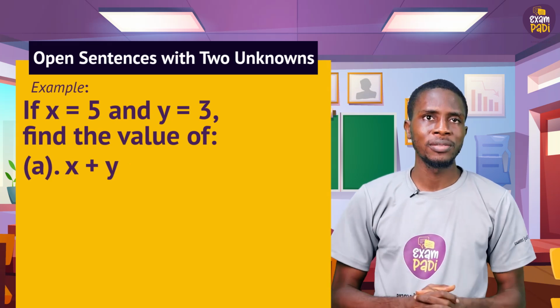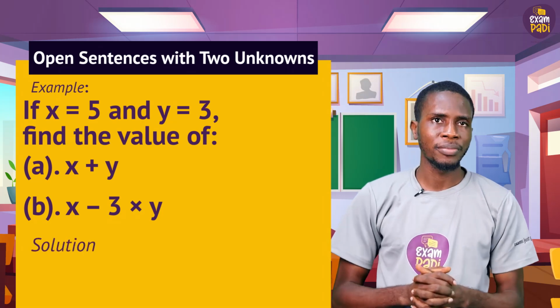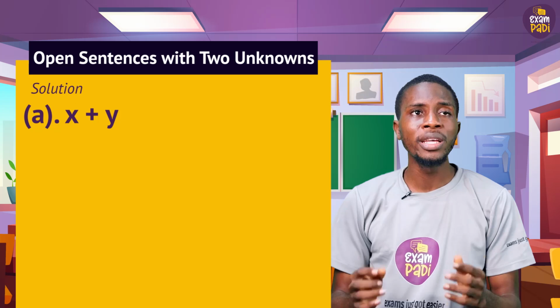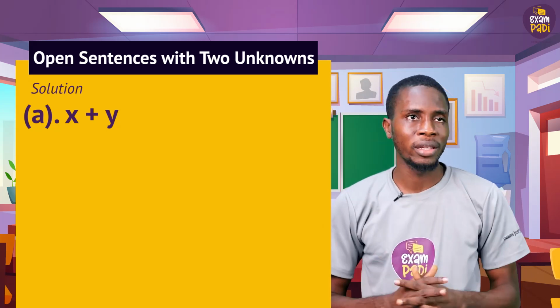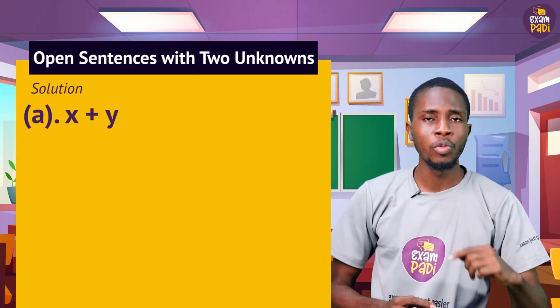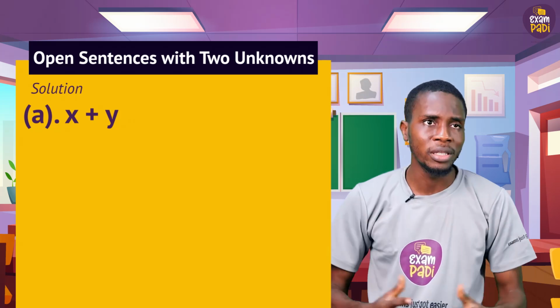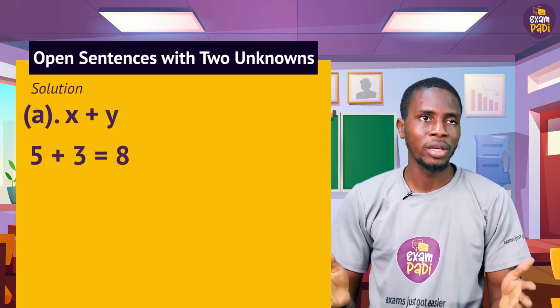A. X plus y. B. X minus 3 times y. Solution. A. X plus y. All we have to do here is substitute 5 for x and 3 for y. That is, wherever we find x, we replace it with 5. Wherever we find y, we replace it with 3. Therefore, we have 5 plus 3, which gives us 8.